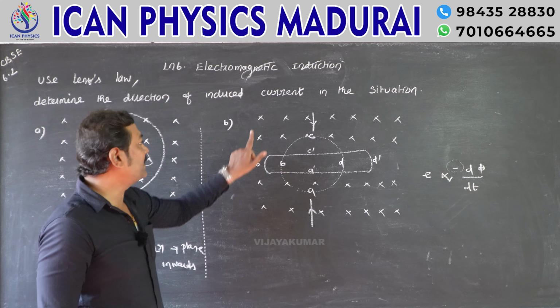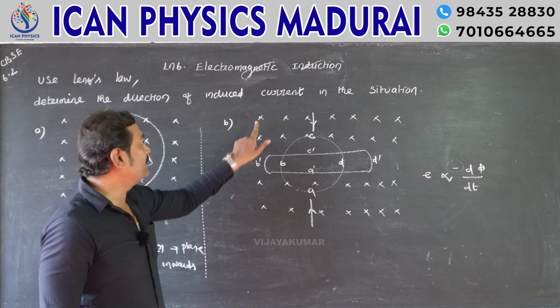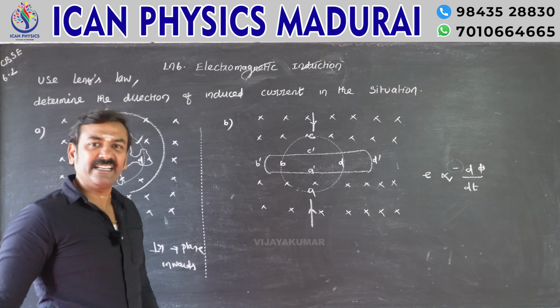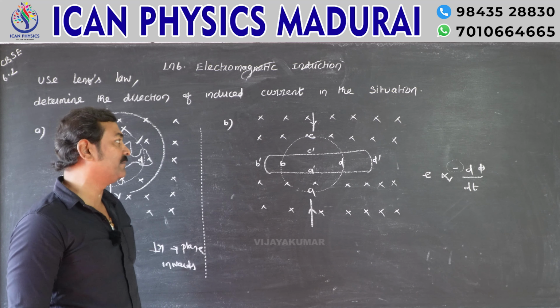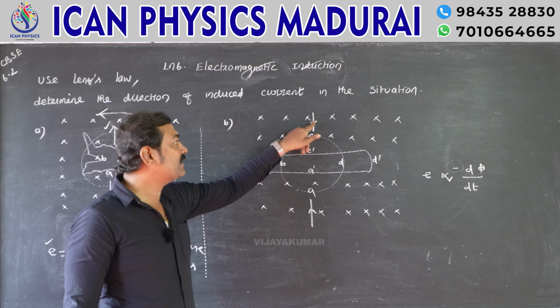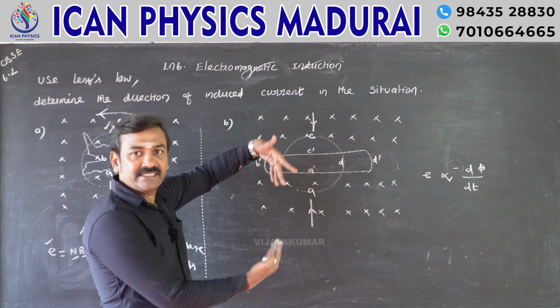Now here it is the same case, cross marks. So the cross marks indicate that the magnetic field is acting inwards and also perpendicular to the plane. Okay, now just look at the arrowhead, which is inverse.